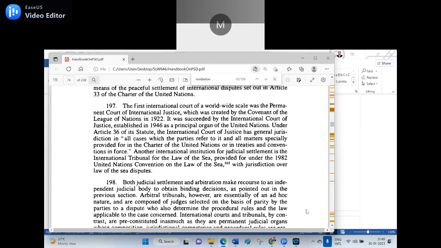But Article 36 clearly mentions that if any state comes to the International Court of Justice, the Court has jurisdiction in all cases which the parties refer to it, and in all matters especially provided for in the Charter of the United Nations. Where the parties are members of the Charter, such matters will be dealt with by the International Court of Justice by virtue of Article 36.